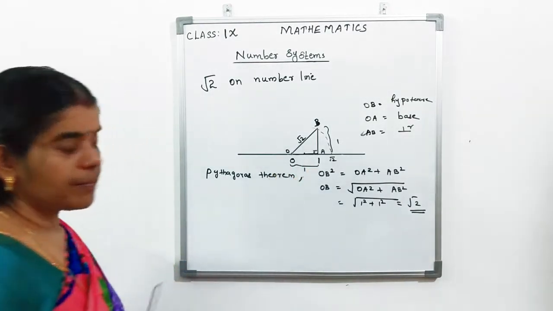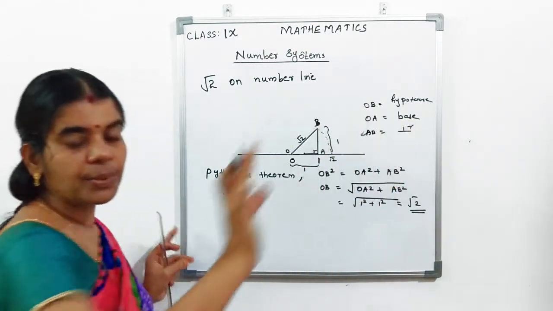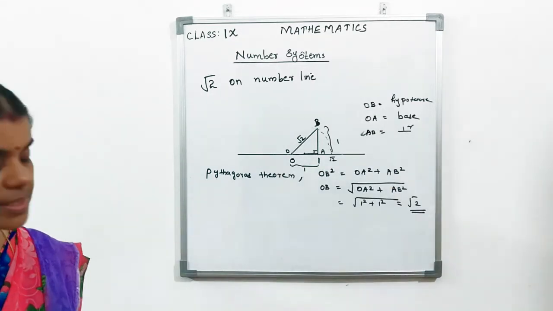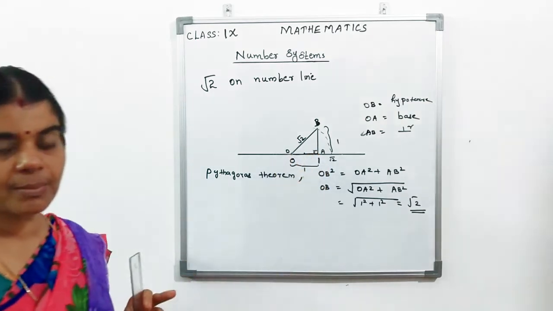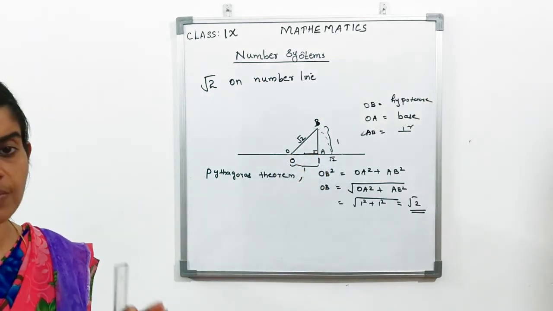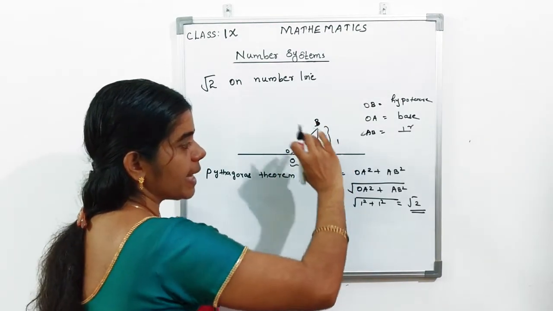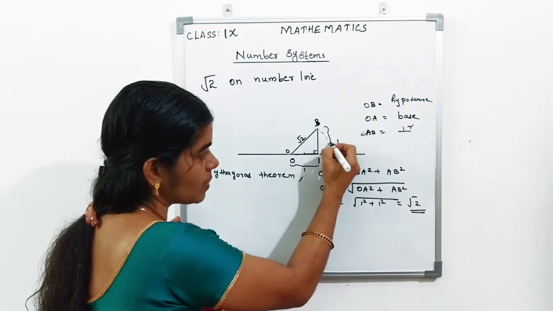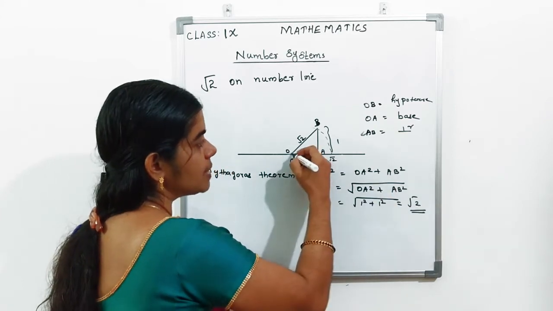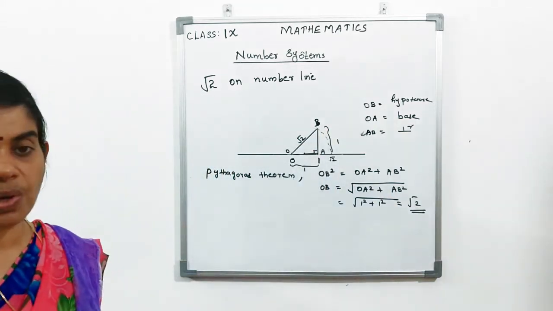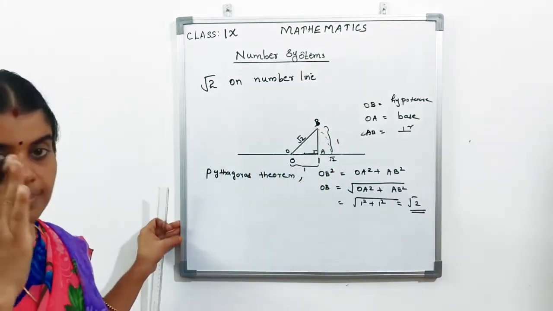Here for OA, you mark O, 0, 1, 2, 3 like that on the number line in the positive direction. Whatever OA is, you can take 1 centimeter, 2 centimeters, 1 inch, whatever distance you have taken, the same distance you want to take as AB also. Because here 1 and here also 1, then only you get root of 1 square plus 1 square, that is root 2. Therefore OB is equal to root 2.